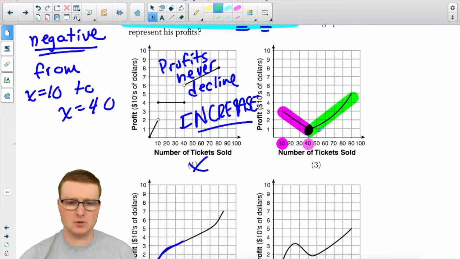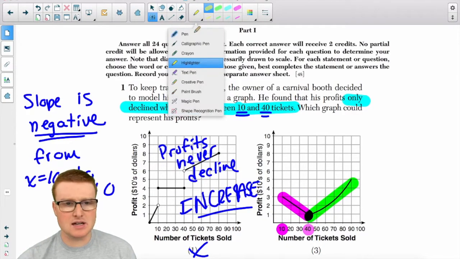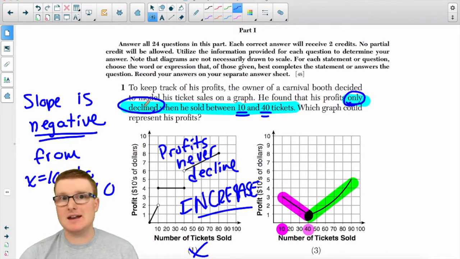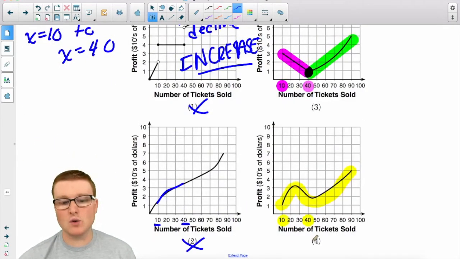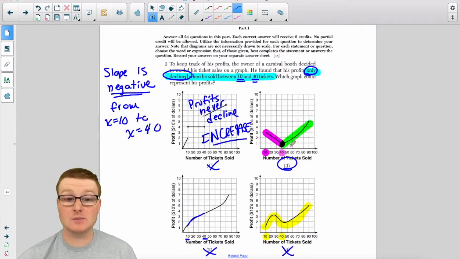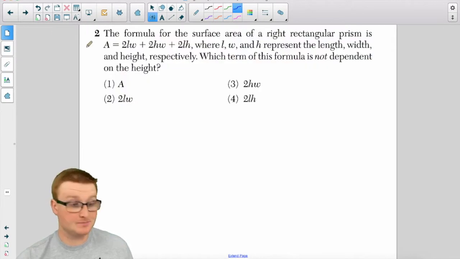Let's make sure that choice 4 doesn't show anything. From 10 to 40, it's increasing, then decreasing, then it increases again. Well, it says in the problem, only declined. Doesn't mean that it goes up and then down again, so choice 4 is actually incorrect. Choice 3 is the answer to that question because from 10 to 40, it only declines. That's it. All right, moving on to number 2.